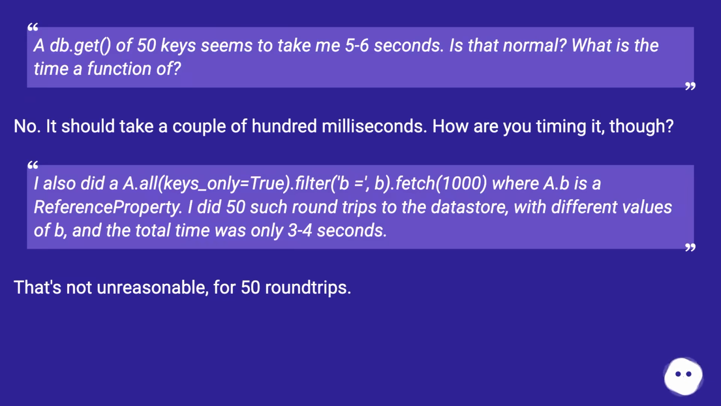I also did A.all(keys_only=True).filter('b =', b).fetch(1000), where .b is a reference property. I did 50 such round trips to the datastore with different values of b, and the total time was only 3 to 4 seconds. That's not unreasonable for 50 round trips.